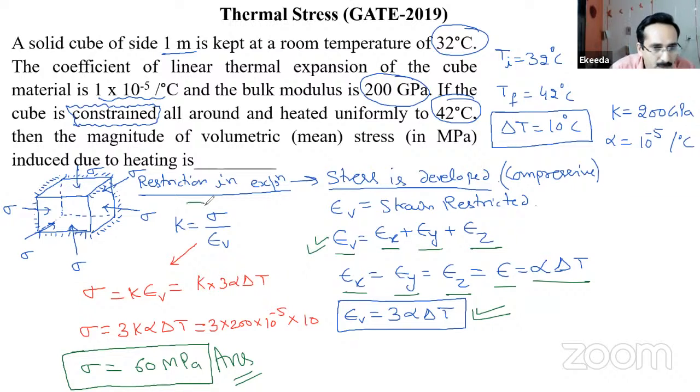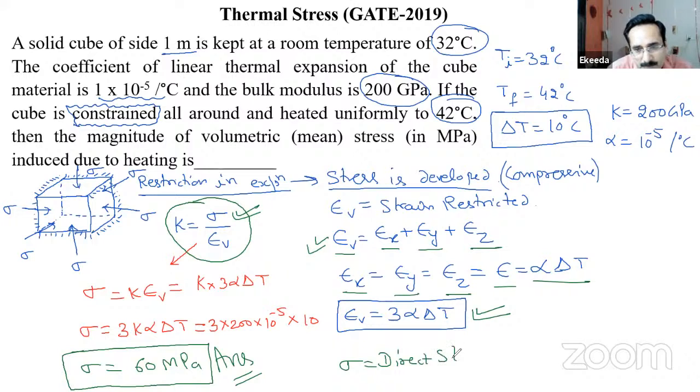Now, we know the formula of bulk modulus, that K is equal to sigma by epsilon V. So from here, we can find out sigma, which is the mean stress or direct stress, right? Sigma here is the direct stress or mean stress, which we have to find out. So sigma equals K times epsilon V. Put the value of epsilon V from here, 3 alpha delta T.